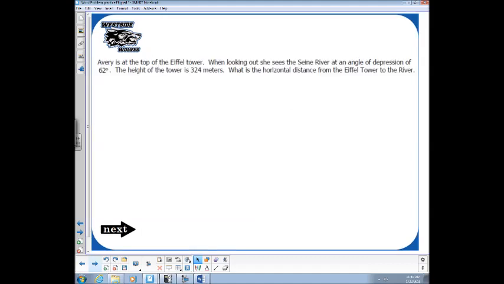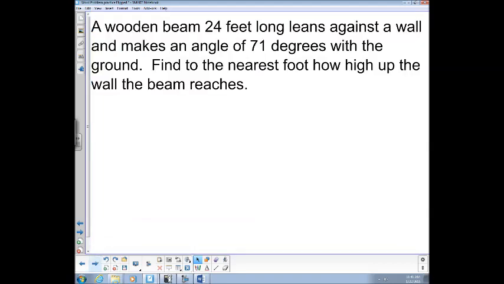All right. So I want you to do this Eiffel Tower problem. You can pause the video, do this on a separate sheet of paper, and also do this problem about a wooden beam. And those will be the two problems that you turn in to show that you have viewed the video and done the work. If you have any questions, write them down on that piece of paper when you're doing these two problems, and I'll be glad to go over those with you when you get to class.